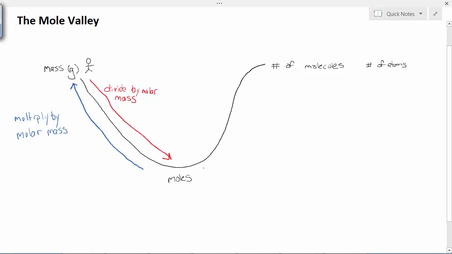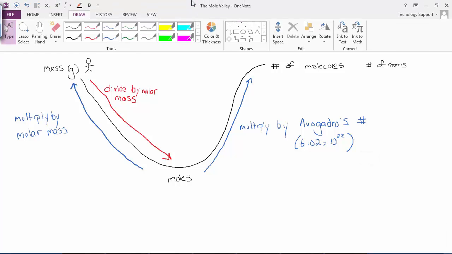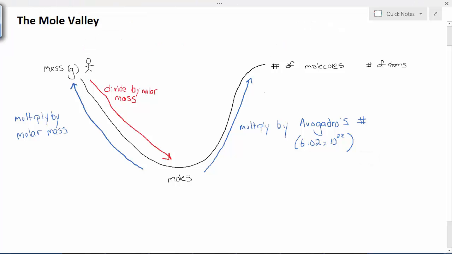Now, while I would suggest you not memorize this multiply and divide, it can be helpful when we're learning it for the first time. If I'm looking to go from moles up to number of molecules, I'm going to multiply by Avogadro's number. This is 6.02 times 10 to the power of 23. If I'm descending from molecules back down to moles, I'm going to divide by Avogadro's number. And this will give me number of moles from either number of molecules or atoms.